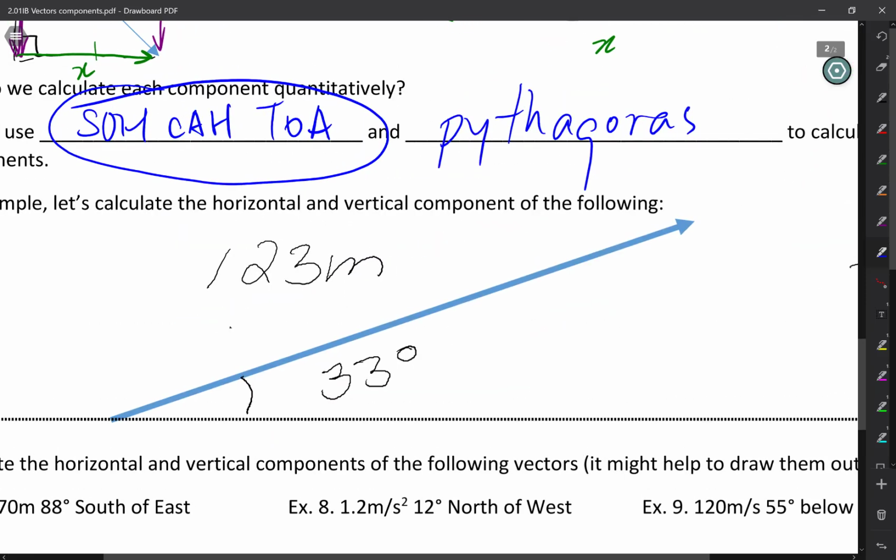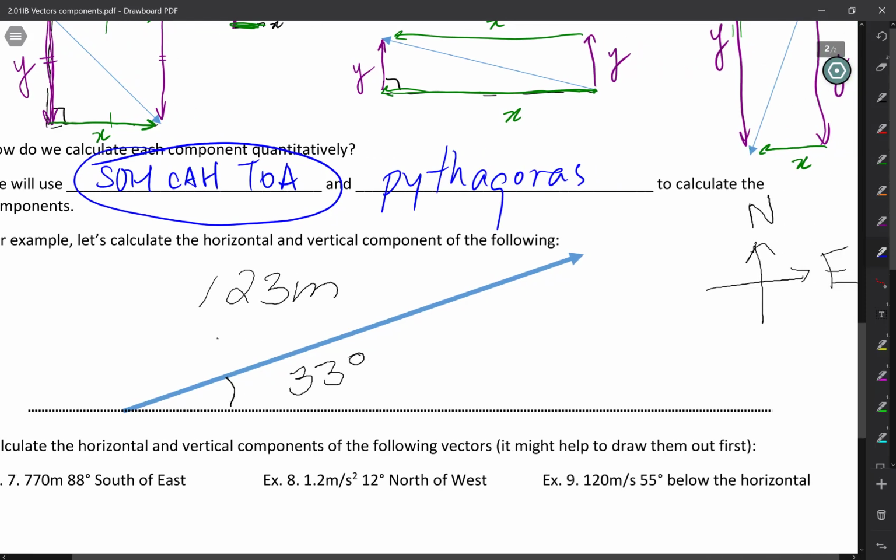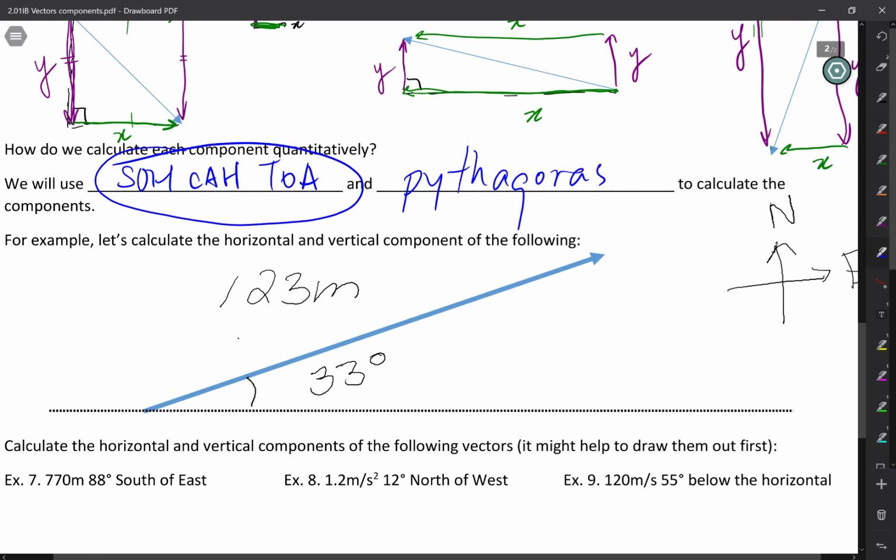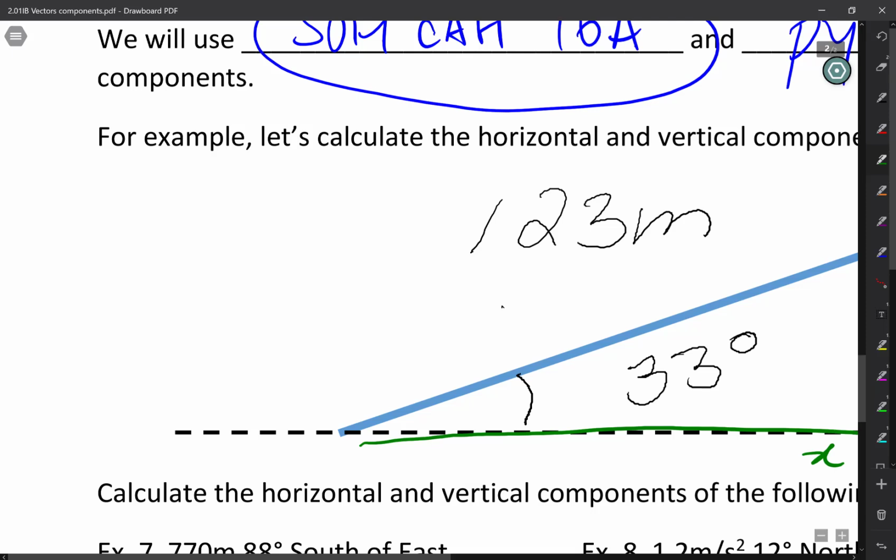Here I have a vector. It seems like it's going 123 meters at 33 degrees north of east. So to break this vector down into its horizontal and vertical components, first of all, I draw my triangle. It has a horizontal component and a vertical component. I'm going to calculate these components separately. Let's start with the x direction.